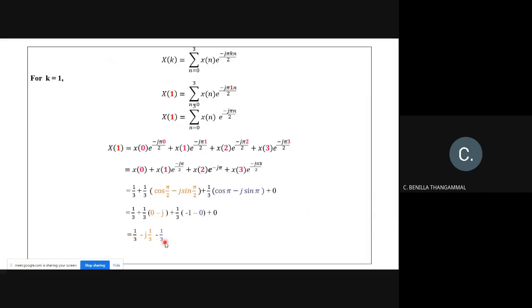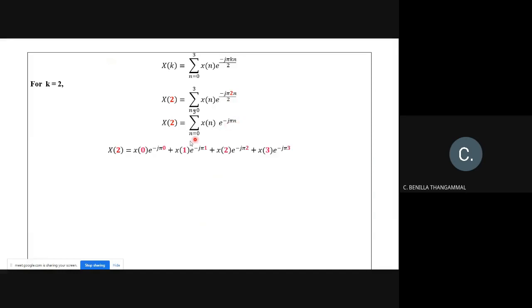So this 1 by 3 and minus 1 by 3 will cancel each other, and then your x of 1 is going to be minus j 1 by 3. So I got my x of 1. Similarly, I'll be substituting my k value as 2. So if I replace the k as 2 here, I'll be getting this one. After cancelling this 2 and 2, I'll be getting e power minus j pi.